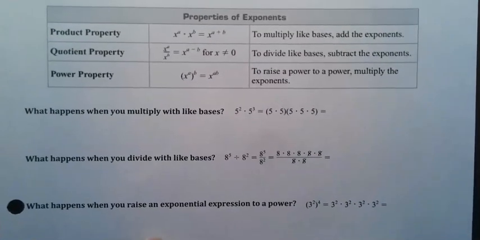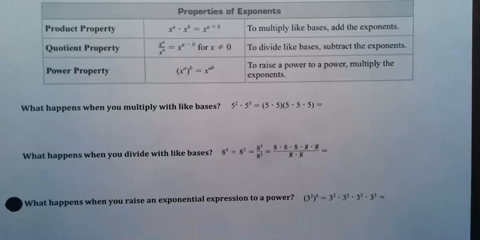Okay, so I'm going to go ahead and erase this and move on up so we can talk about these properties and then reference them in our next question. All right, so we have properties of exponents here. So the product property, the first one. You'll notice here we have x to the power of a times x to the power of b. They both have the same base.